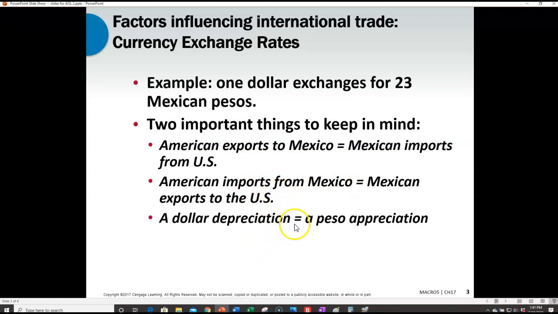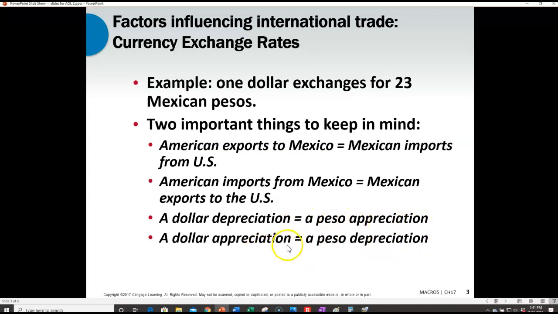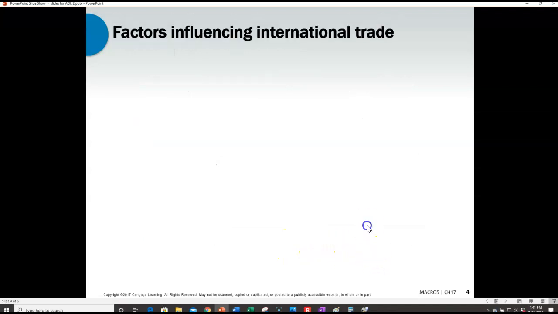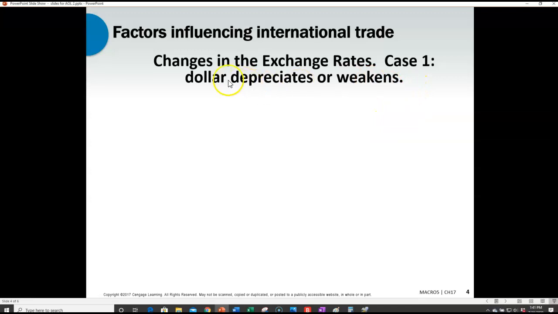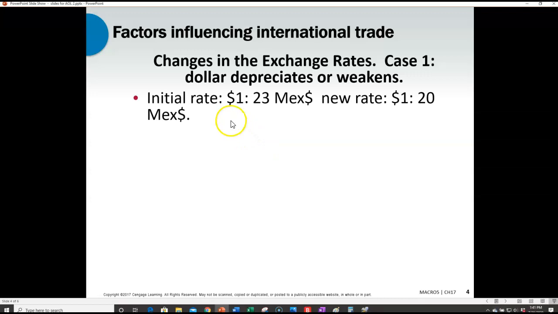A dollar depreciation is a peso appreciation. A dollar appreciation is a peso depreciation. Let's look at this last case. Suppose the dollar depreciates in value. Let's look at this example. The initial rate is $1 exchanges for 23 pesos. And the new rate is $1 exchanges for 20 pesos. Clearly, the dollar now gets less pesos, which means the dollar has depreciated in value.